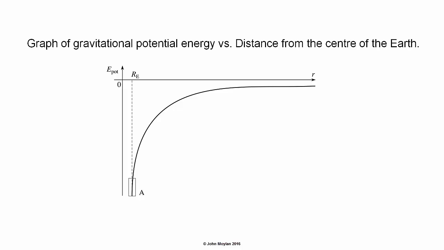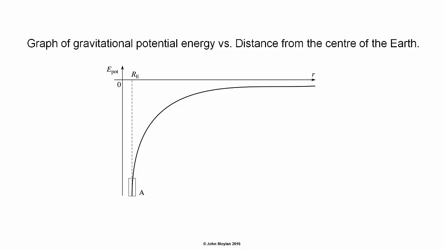A gravitational potential energy graph is an inverse square graph, and shown here is a gravitational potential energy graph of the Earth, with the radius of the Earth labelled as R subscript E, gravitational potential energy on the vertical axis, and R, the distance from the centre of the Earth, on the horizontal axis.